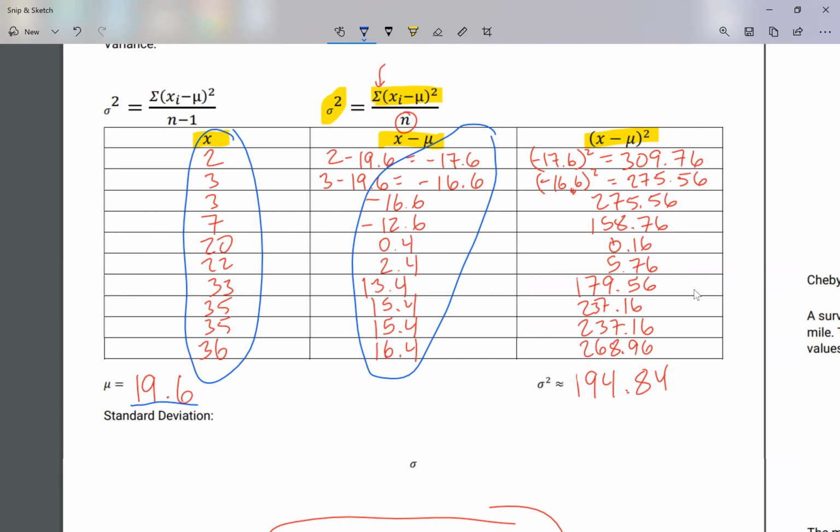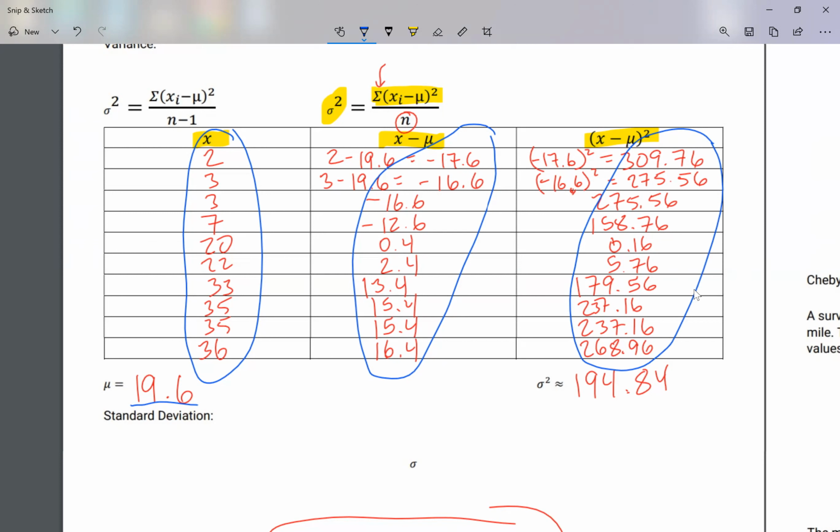I squared each of my numbers on the second list. I squared each of them. And then I just add them all, divided by how many there were. So I basically got the average of the third list. And that is what we called variance. Okay, so not too bad.